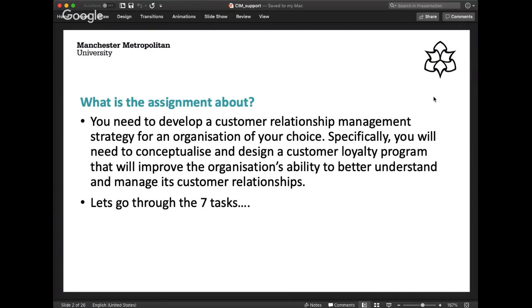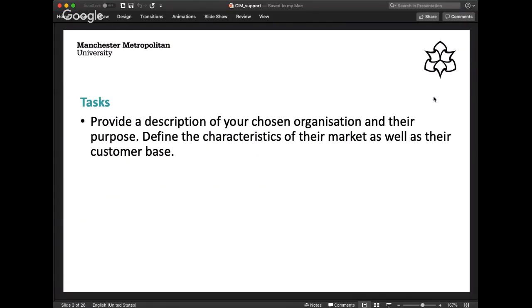So this assignment, we know that we need to come up with a customer relationship management program through our customer loyalty program, and you will need to conceptualise this and design it. The first task they have given you in this assignment brief is to provide a description of your organisation and their purpose, defining the characteristics of their marketplace as well as their customer base.